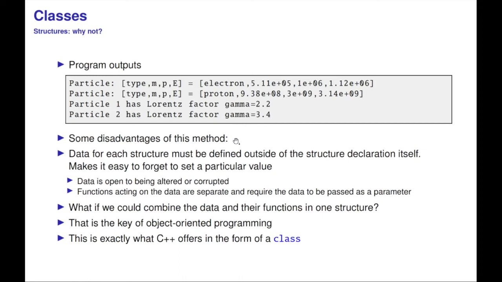Some disadvantages of this method. The data for each structure must be defined outside the structure declaration itself. And it's not very easy because it makes it easy to forget to set a particular value. Right? It's also that data is all available everywhere in the code. So if you make a coding mistake, you could alter or corrupt the data without realizing it. And the functions acting on the data are separate and require the data to be passed as a parameter. That doesn't feel the most elegant way.